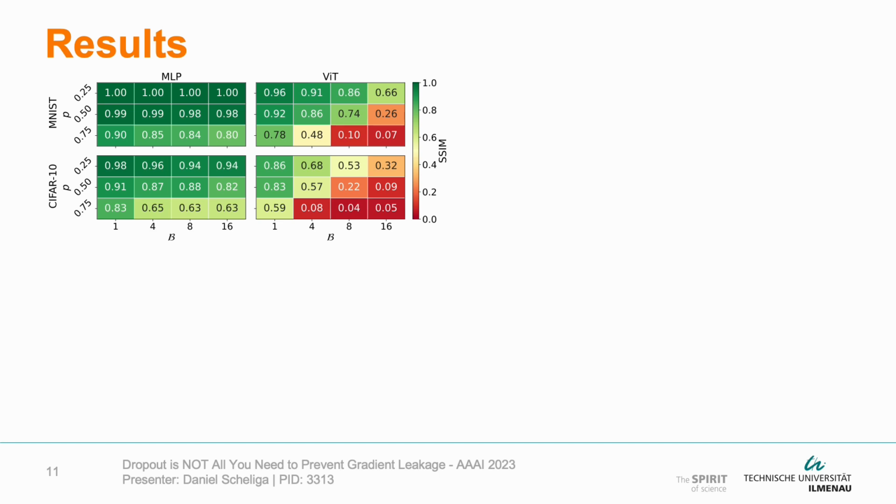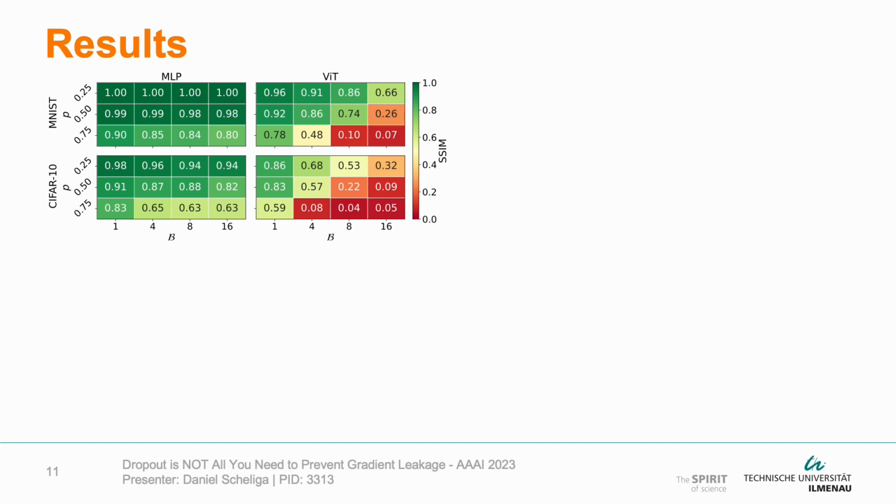Finally, we also assessed the efficacy of our proposed attack for increased client training batch sizes. Here you can see the mean structural similarities for both the MNIST dataset on the top and the CIFAR10 dataset on the bottom for an MLP in the left column and the vision transformer in the right column. All images are attacked with our proposed dropout inversion attack. Dropout rates increase from top to bottom and batch sizes increase from left to right. As you can see, both increasing dropout rates and batch sizes decrease the quality of the reconstructions. Again, the vision transformer is more notably impacted than the MLP.